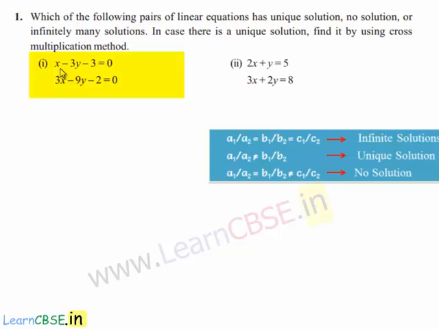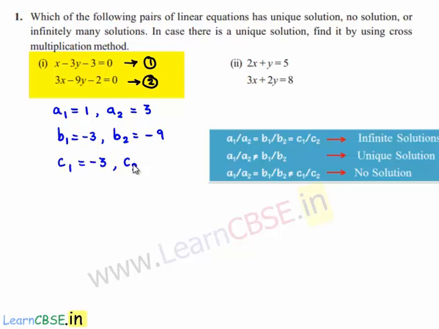Coming to the first bit, which is x - 3y - 3 = 0, 3x - 9y - 2 = 0. Let this be equation number 1 and this be equation number 2. So, a1 = 1, a2 = 3, b1 = -3, b2 = -9, c1 = -3, c2 = -2.